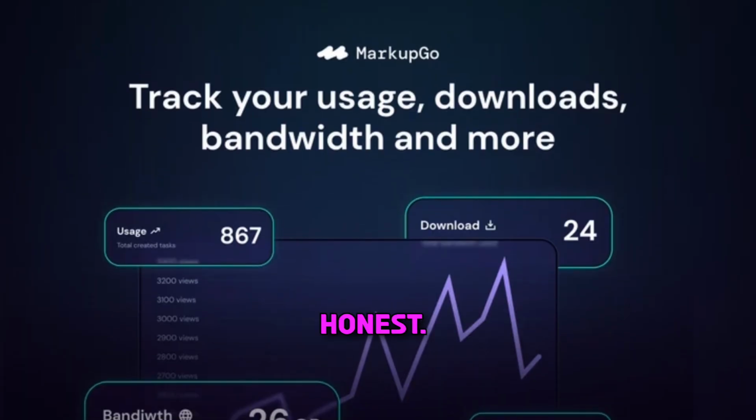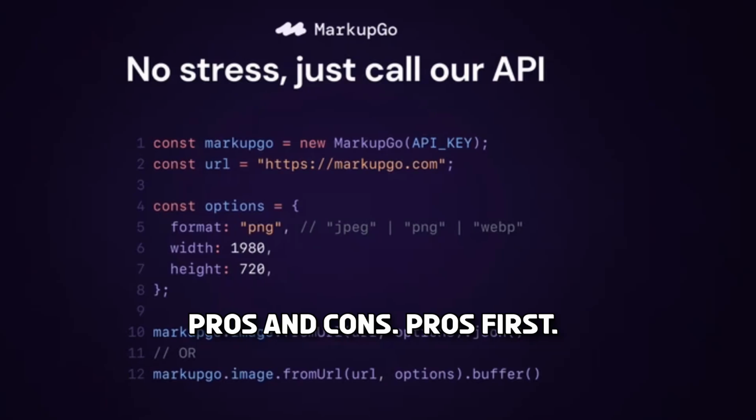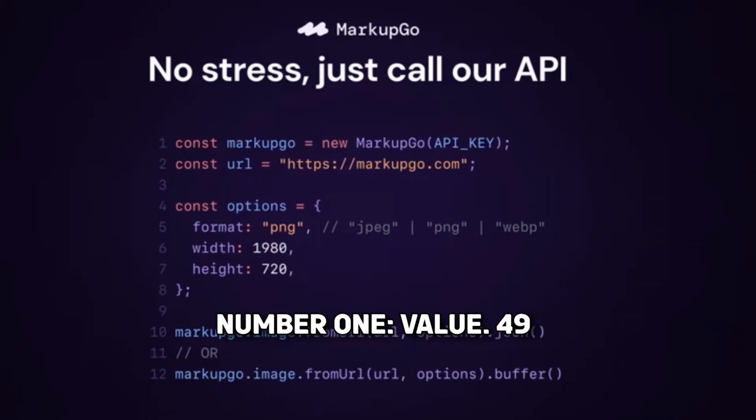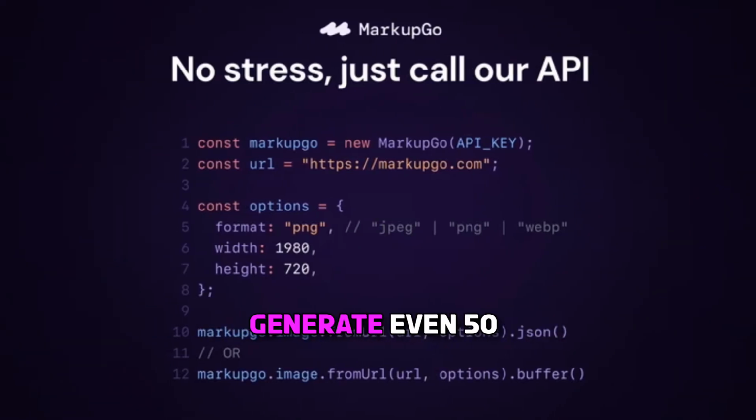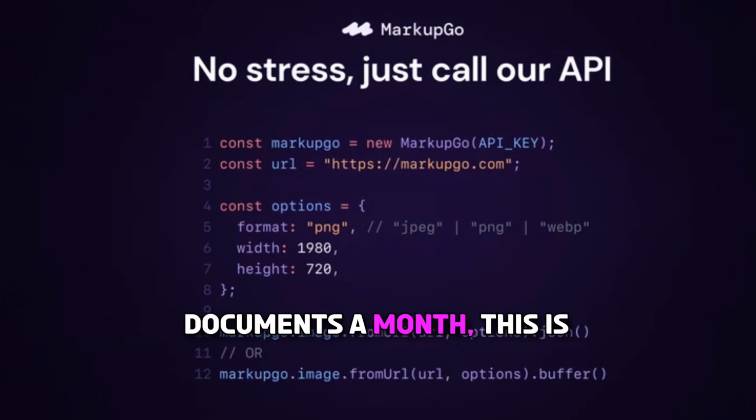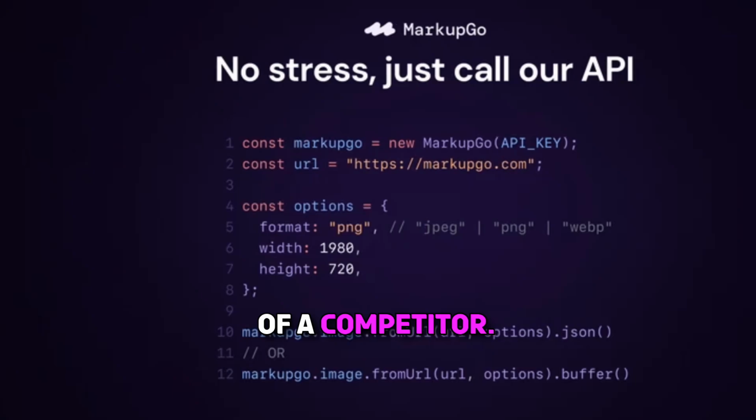Okay, friends, let's get honest. Pros and cons. Pros first. Number 1, value. $49 one time. If you generate even 50 documents a month, this is cheaper than 2 months of a competitor.